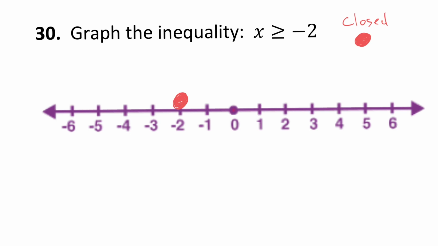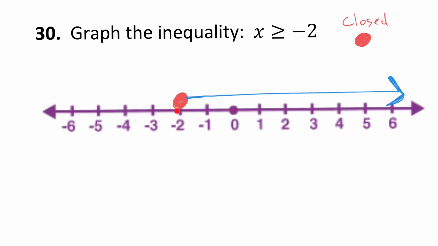And then we have to draw the arrow. Looking at the inequality, remember this is kind of like an arrowhead. It is pointing to the number. So when the inequality is pointing to the number, you guys are going to make your arrow going to the right. So all the numbers on the right side of -2 are greater than or equal to -2.